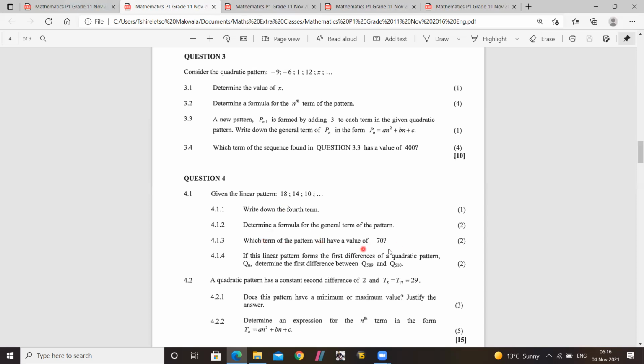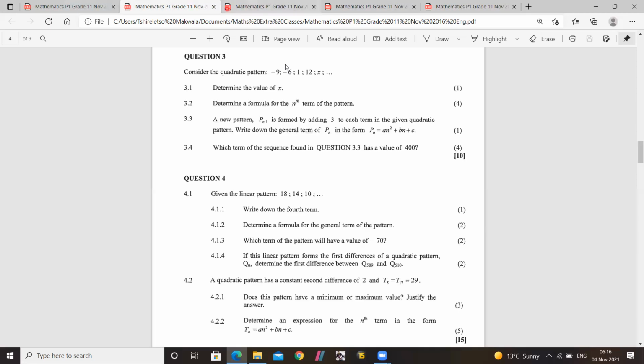Then this is the same thing. You're gonna put this in your formula, so on Tn, then calculate n. Then it says if this linear pattern forms the first differences of a quadratic pattern, Qn, determine the first differences between Q59 and Q. So this is like a question they may ask you, but we'll do this one after I show you the quadratic pattern.